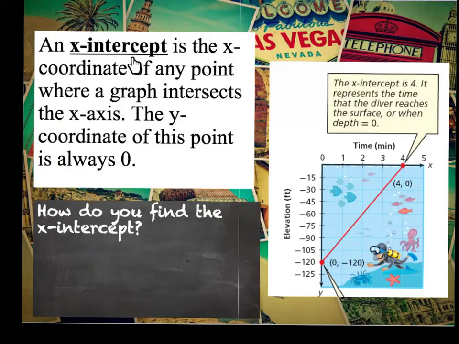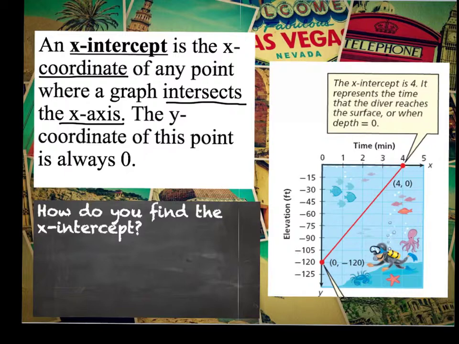So an x-intercept is the x-coordinate of any point where a graph intersects the x-axis. There's some great vocabulary there. We have intersects, x-axis, a coordinate. The y-coordinate of this point is always 0.